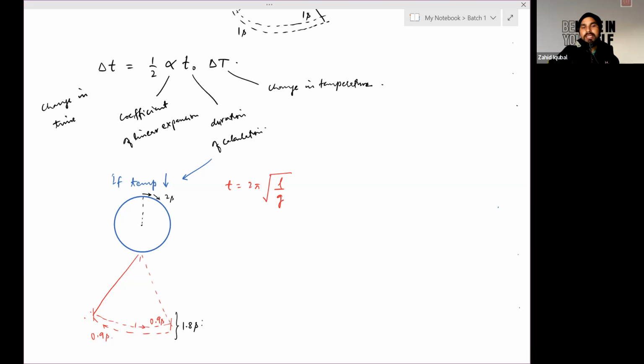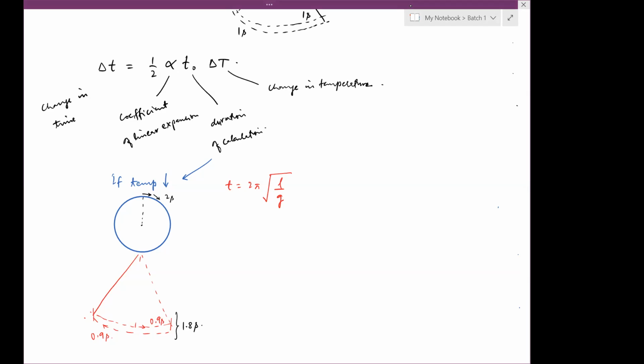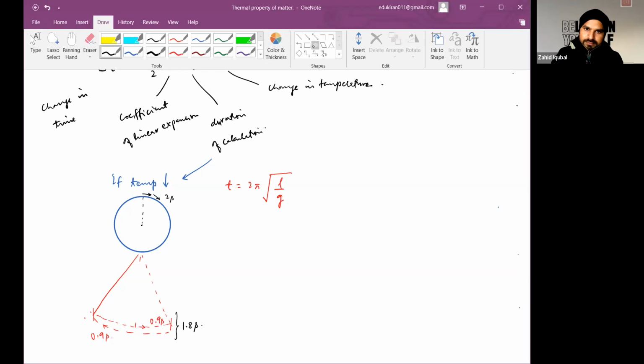Similarly, on increasing the temperature of the surrounding, the length will increase, the time period of oscillation will increase, so the reading of the clock decreases in that case. Khalid, is it clear? Yes, sir. Let me define that part also.